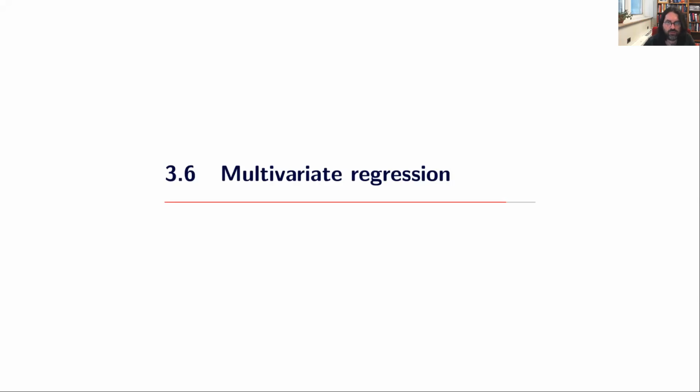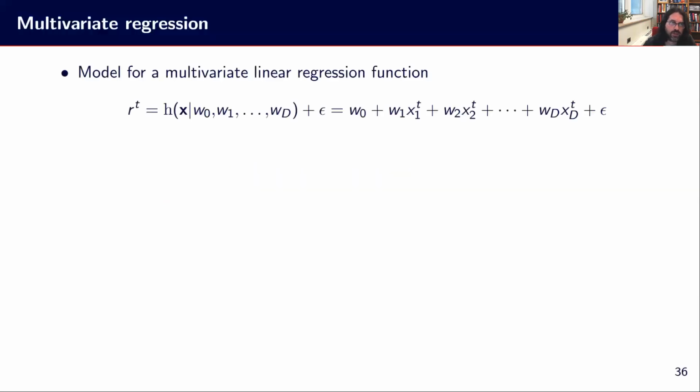Now we are looking at multivariate regression. We saw last week developments for linear regression and polynomial regression also in 1D. Now we will see the same kind of developments, but for the multivariate case. So we are looking at multivariate linear regression functions, where we have as x measurements over d variables.